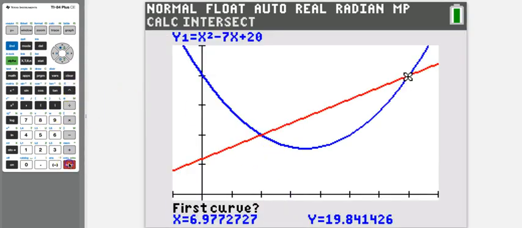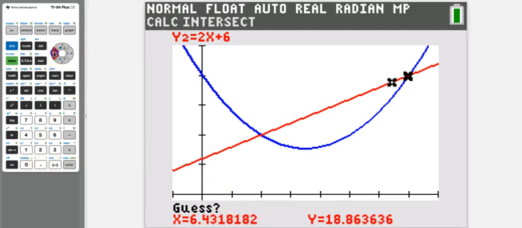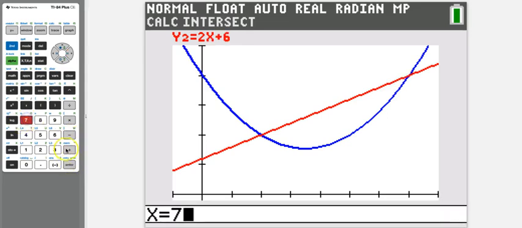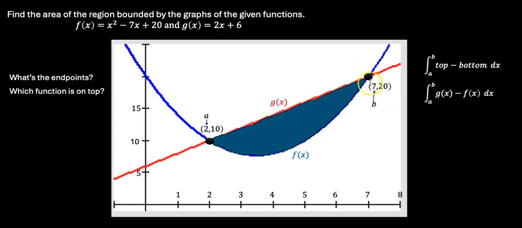So now let's repeat these steps to find the second intersection point. First curve, y1, second curve, y2. Now it says guess. So you can move the cursor by hand, but sometimes it might take a while, so you also can just type in the x value. This is x equals 7, so we can type in x equals 7, and it will take us close enough to this point here. Type that in, and it tells us the intersection point is at x equals 7, exactly. So now we know this point is the point 7, 20, and b is the x value of that point, which is 7.